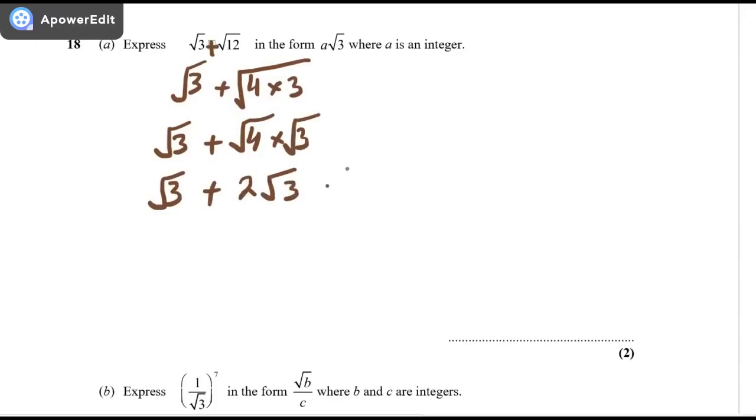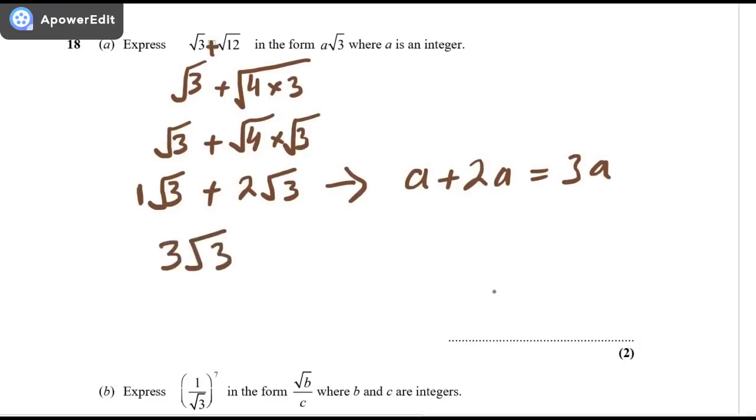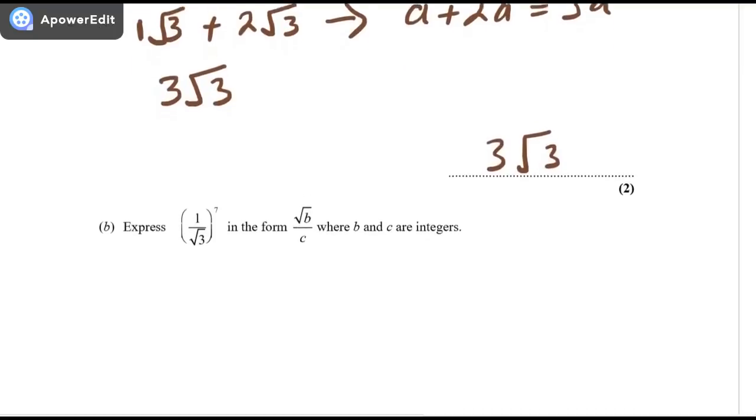Now, how to do this question? A lot of students make mistakes here. Look, if you have a plus 2a, you can write it as 3a, guys, isn't it? Same thing, let's say there's a 1 here, so we can add these together. So 2 plus 1 is going to be 3 root 3. So the answer is going to be 3 root 3. Easy peasy lemon squeezy. Okay, B part.